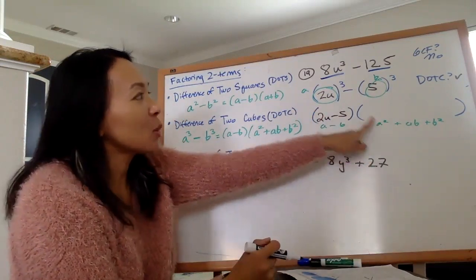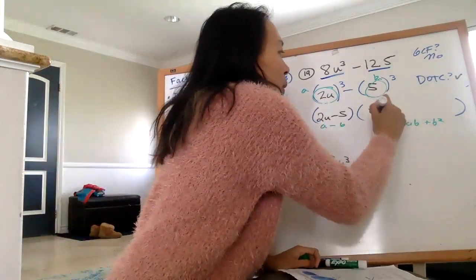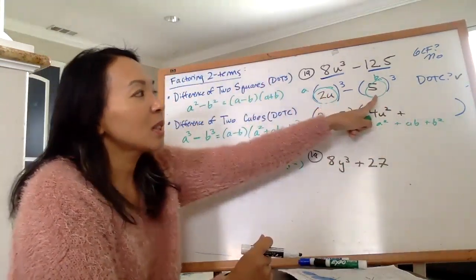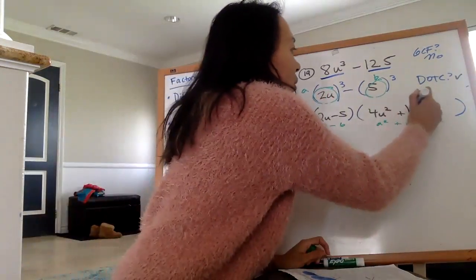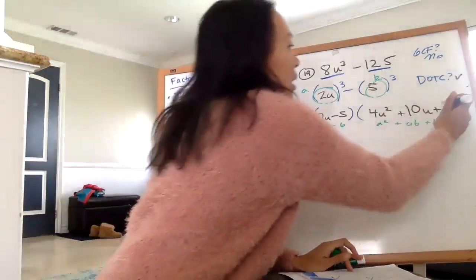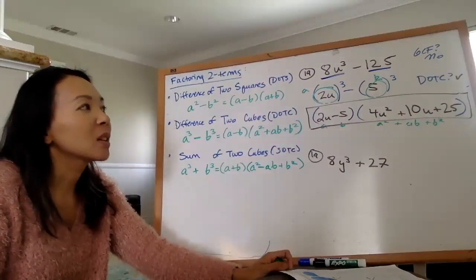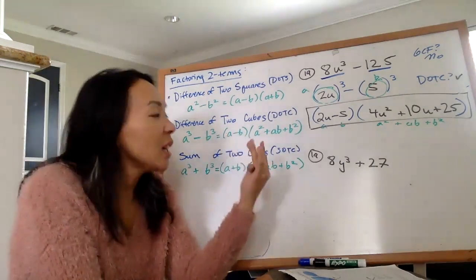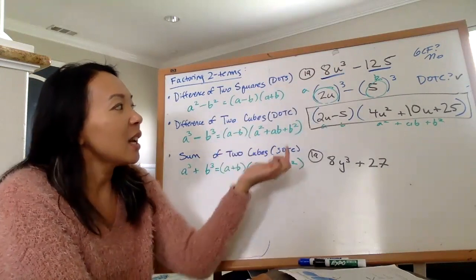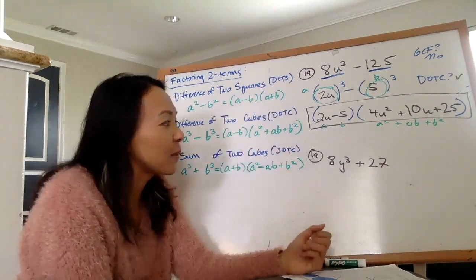A squared, what's a squared? What's 2u being squared? 2u times 2u gives me 4u squared. Plus a times b, so 2u times 5 gives me 10u, plus b squared. B is 5, so when I square that, I get 25. And that, my friends, is the final answer. It's not too hard in the sense that the formula is already given to you, and all you do is plug it into the formula. The hard part is actually memorizing the formula, but the more you do this, the easier it'll get.